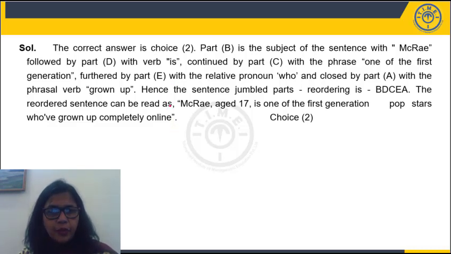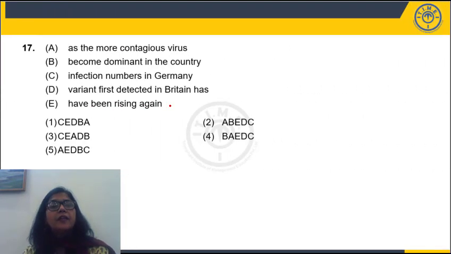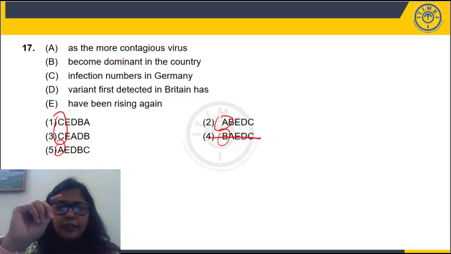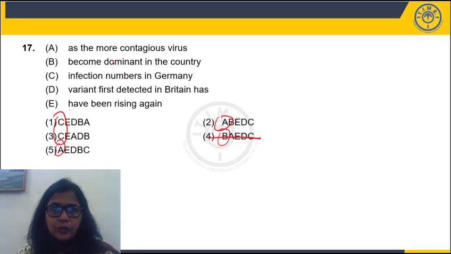Okay, so here we move on. Question number 17. Become dominant, have been, so nothing starting with T, we don't have anything starting with T. So options, 2 options starting with C, 2 options starting with A, 1 with B. Become dominant in the country, so this is ruled out, right? A and C, as the more contagious virus maybe can start. Let's have a look at the part that continues.